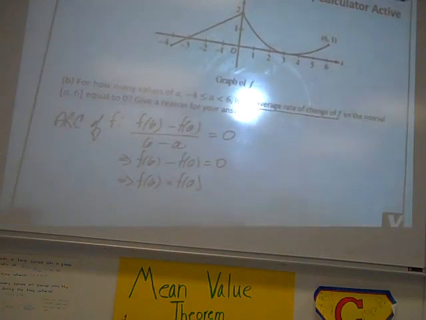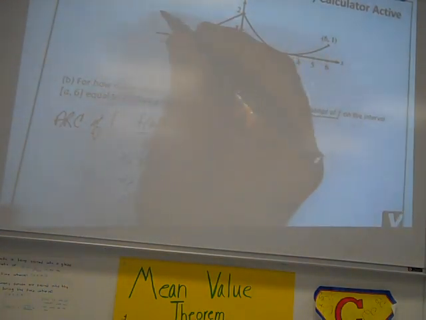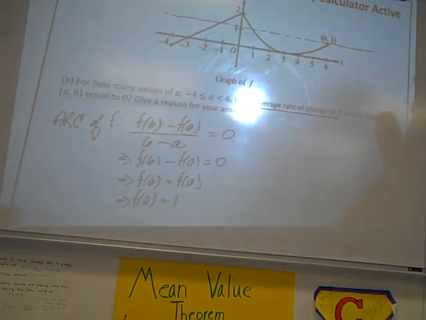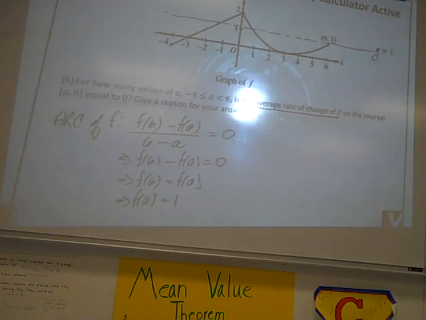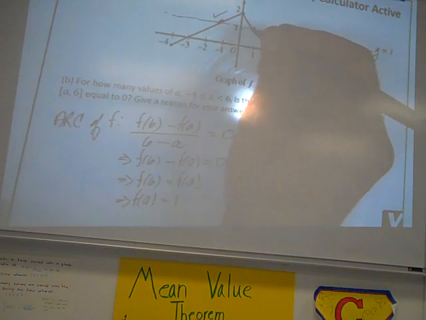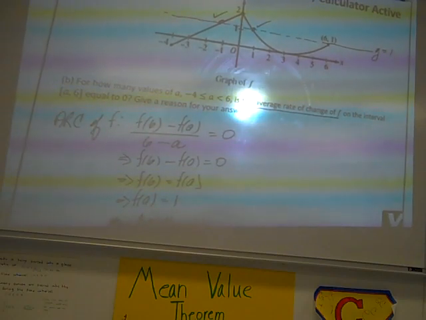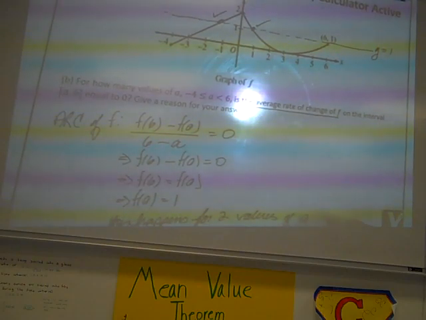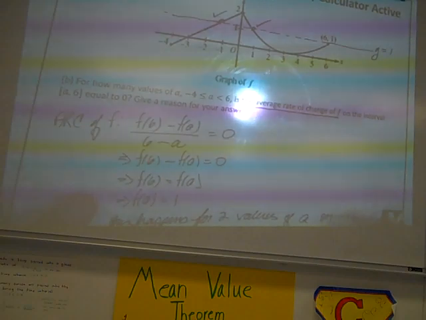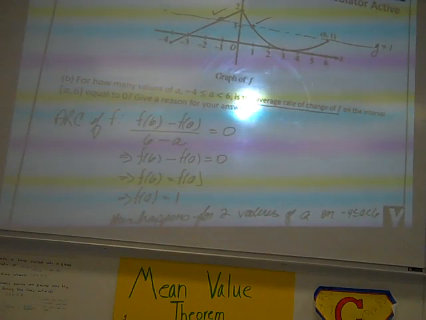How many times will f of a be equal to 1? Going from -4 to 6. If I imagine a horizontal line over here at y equals 1, how many times is the graph equal to 1? One time over here, somewhere, I don't even care where, somewhere over here. So I would say this happens for 2 values of a on the interval in question, which is -4 less than or equal to a, strictly less than 6. And that's it. That's all they wanted in part B.